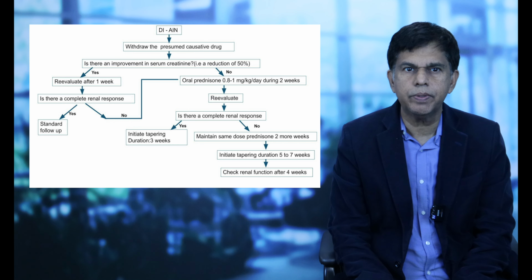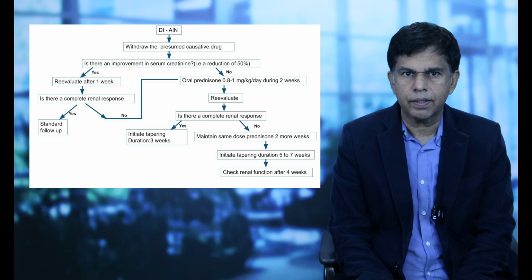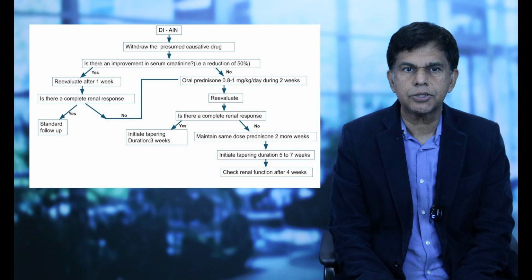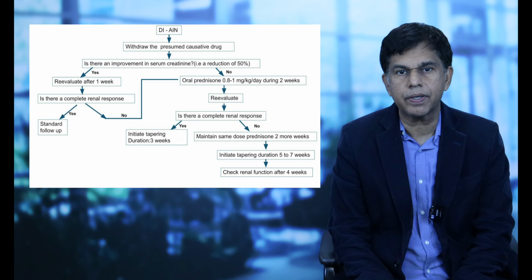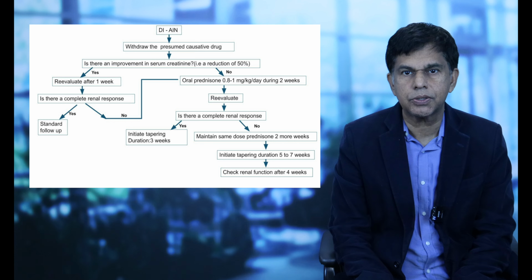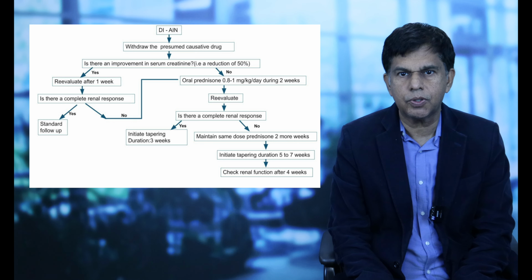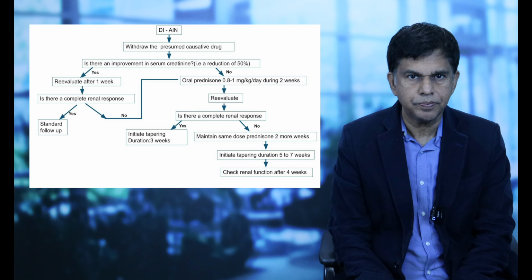If there is an improvement, reevaluate after 1 week. If there is a complete response within 1 week, then you do the standard follow-up. If there is no improvement in serum creatinine, then you have to consider oral prednisone. You can give 1 milligram per kg, then reevaluate and watch for the renal response, and maintain the same prednisone 2 more weeks, and then start tapering and monitor the renal function.